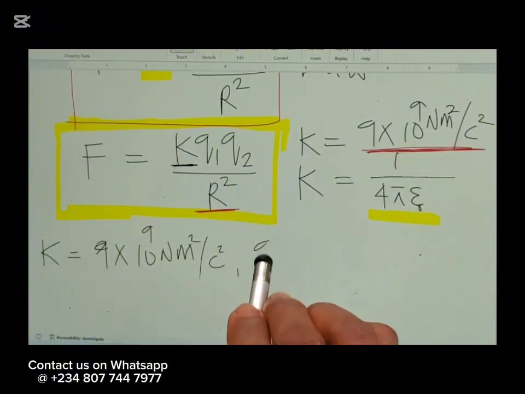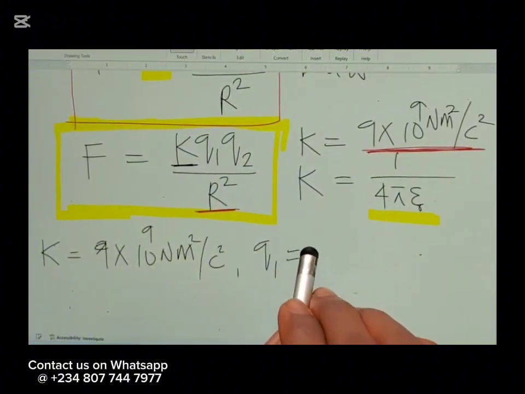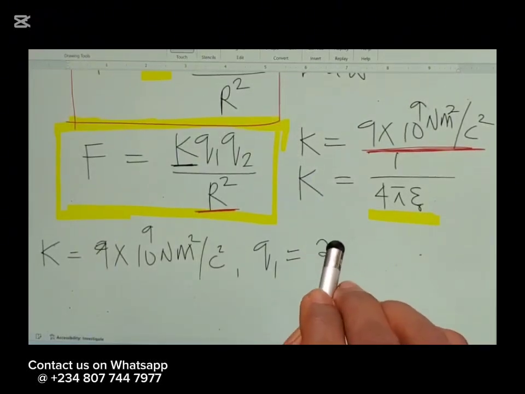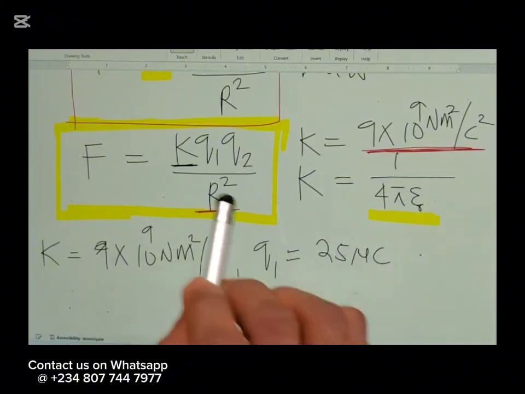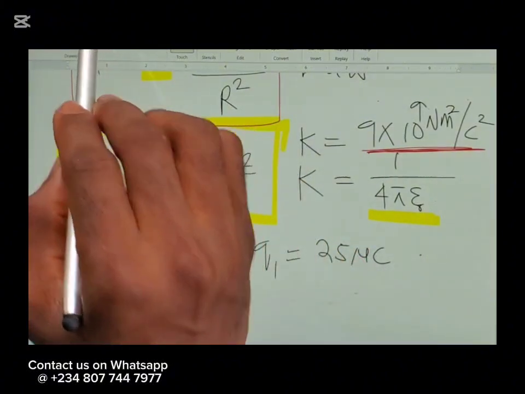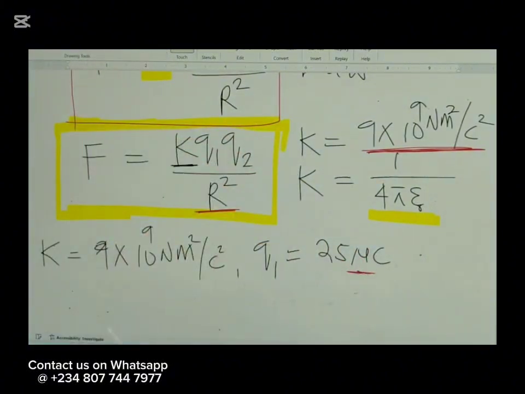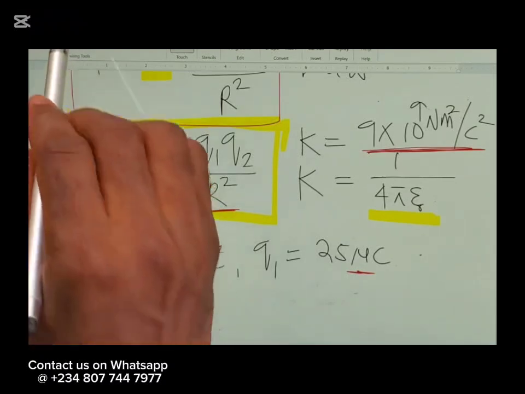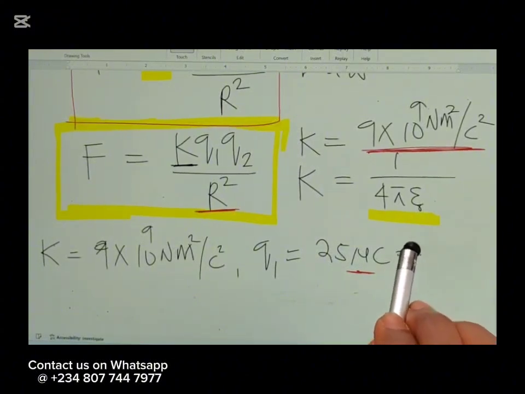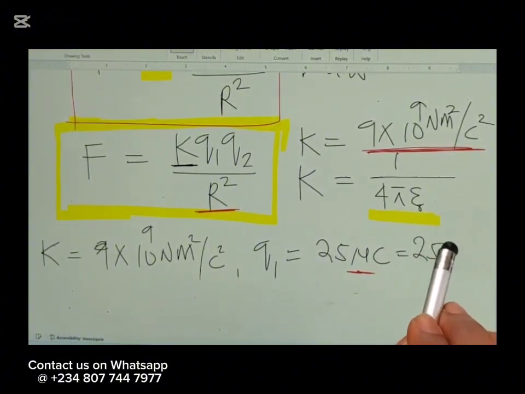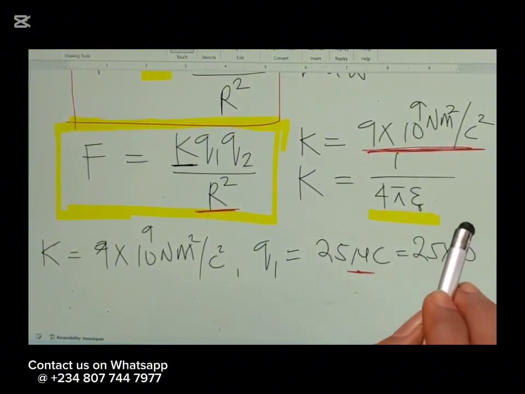And the Q1 is given to us as 25 microcoulomb here, and this micro here, class, has a numerical value that is times 10 to the power minus 6. So class, this is going to be equal to 25 times 10 to the power minus 6 in coulombs.